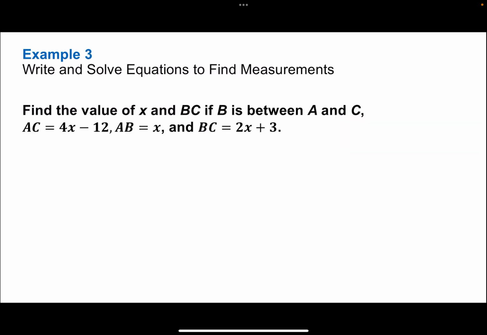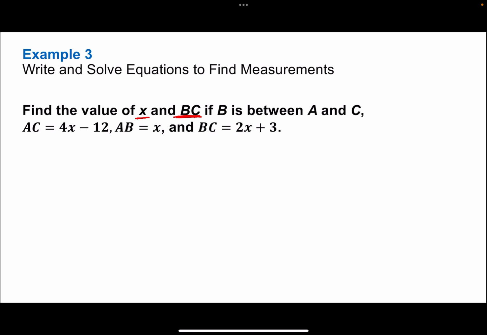All right, so then we sometimes need to be able to write and solve equations to find measures. So in this example, we ask you to find the value of x and the distance between B and C. So we've got two things here. We need to find out what x is, and we don't want to stop short and not finish, but we want the distance between B and C as well.